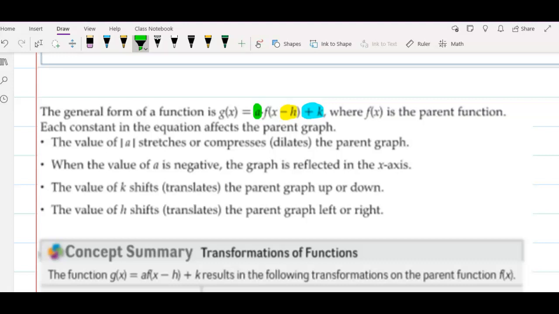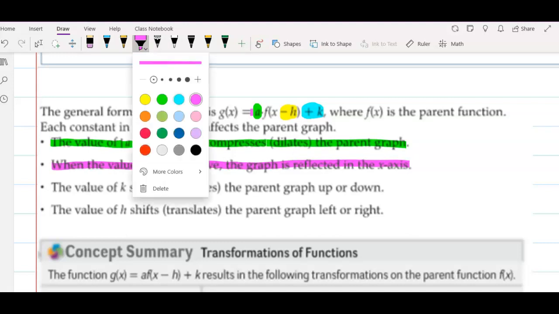So if the value of a is greater than 1, it's going to stretch the parent function. And if the value of a is between 0 and 1, it's going to compress the parent function. So it's going to change the shape of the parent function graph. If a is negative, it's going to reflect over the x-axis. I'm going to put that right before it so that we can pretend that that's a negative. It's going to reflect in the x-axis.